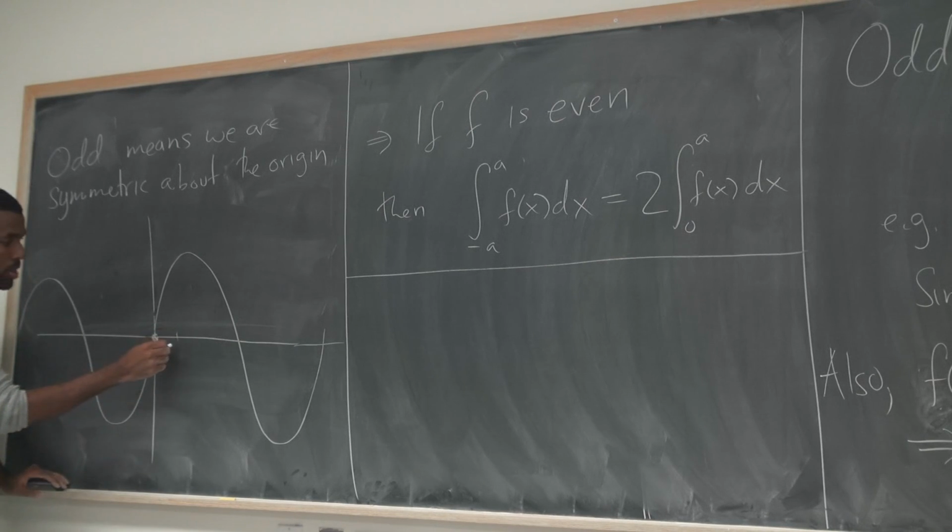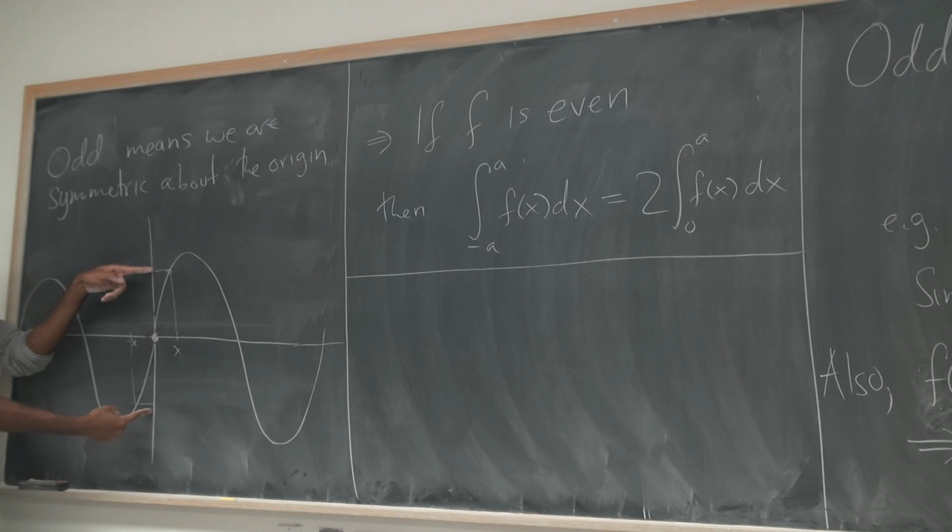You'll also notice if I pick a random x value here, I get a certain y value. If I pick its negative, I will get the negative of the original y value. So sine has this property of being symmetric about the origin, and it also says when I take the sine of the negative of the angle, I get the negative of the sine of the original angle.